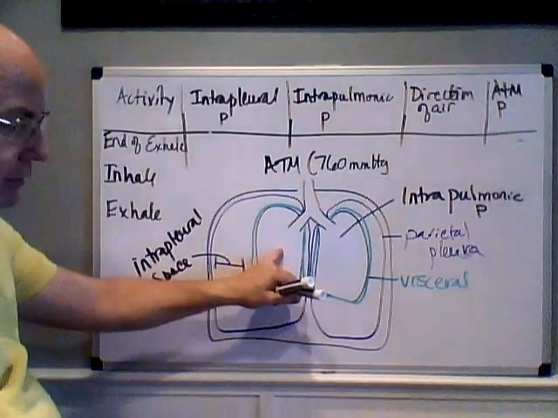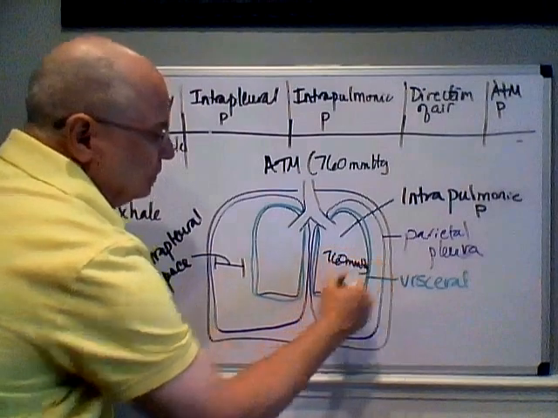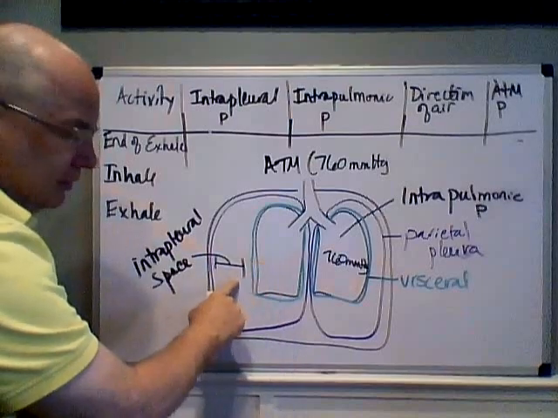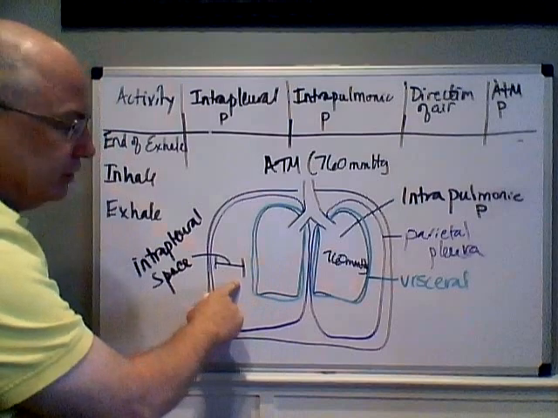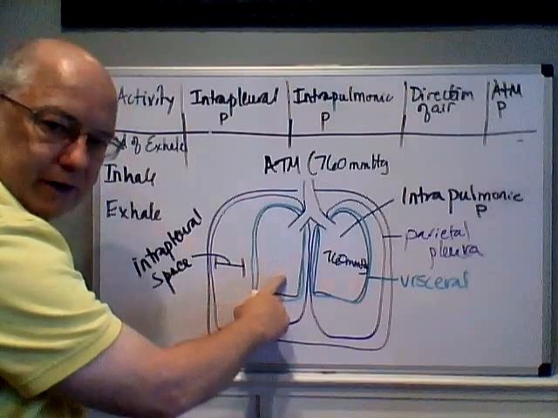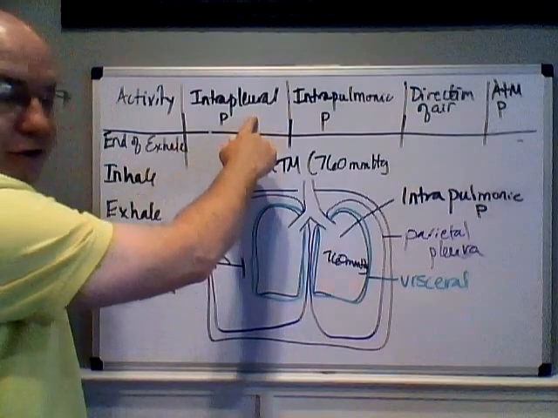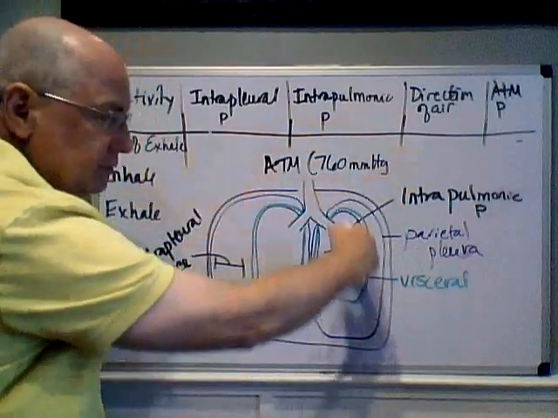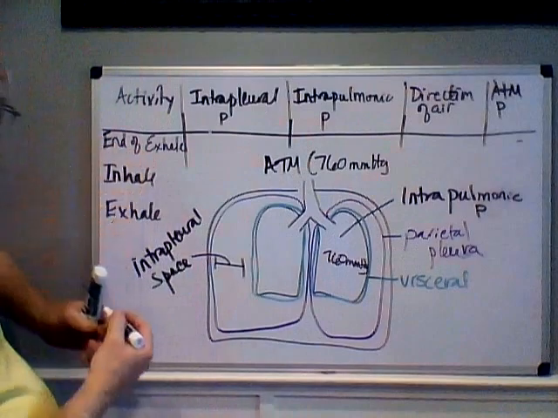We can measure this pressure here. We know it's 760 millimeters if we were sitting at rest, but we can measure this pressure, and we can measure the pressure out here. Whatever this pressure is, the intrapleural pressure is always going to be lower than the intrapulmonic pressure. We're going to talk about that in a little bit, and we're going to use those terms here. We're going to look at the intrapleural pressure, the intrapulmonic pressure, and the direction that the air is going to move into the lungs or out of the lungs when we're at the end of exhale, when we're inhaling, and when we're exhaling.